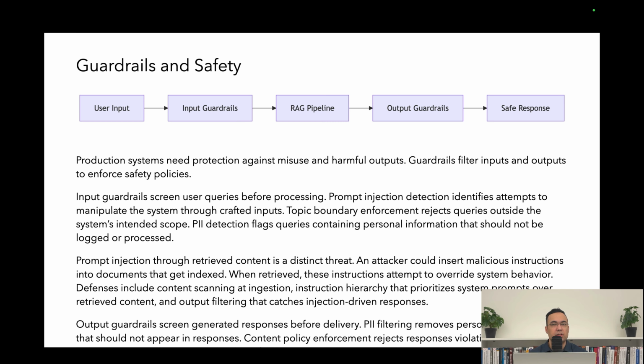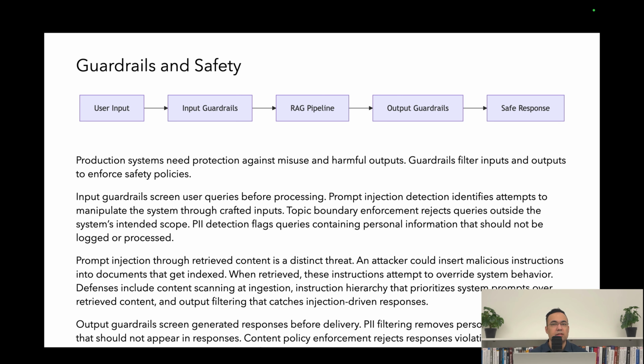Prompt injection through retrieval context is a distinct threat. An attacker could insert malicious instructions into the documents. When retrieved, these instructions attempt to override the system behavior. Defenses include content scanning at ingestion and instruction hierarchy that prioritizes the system prompt.